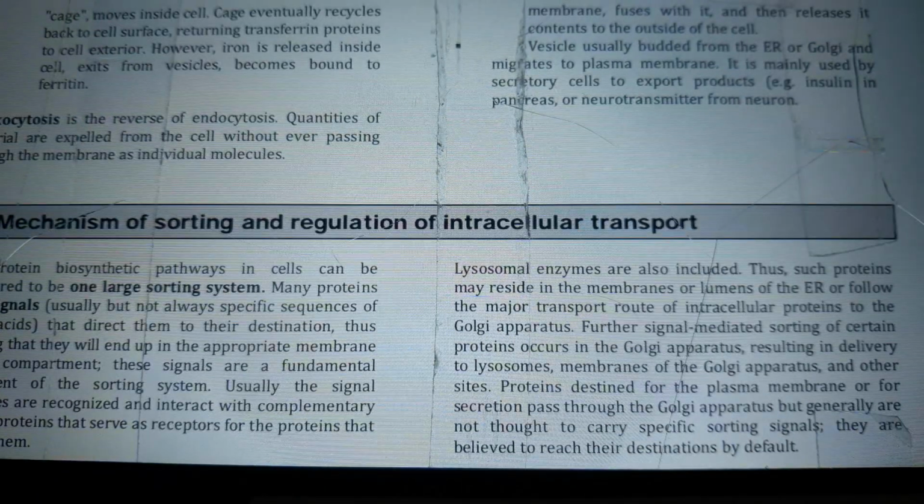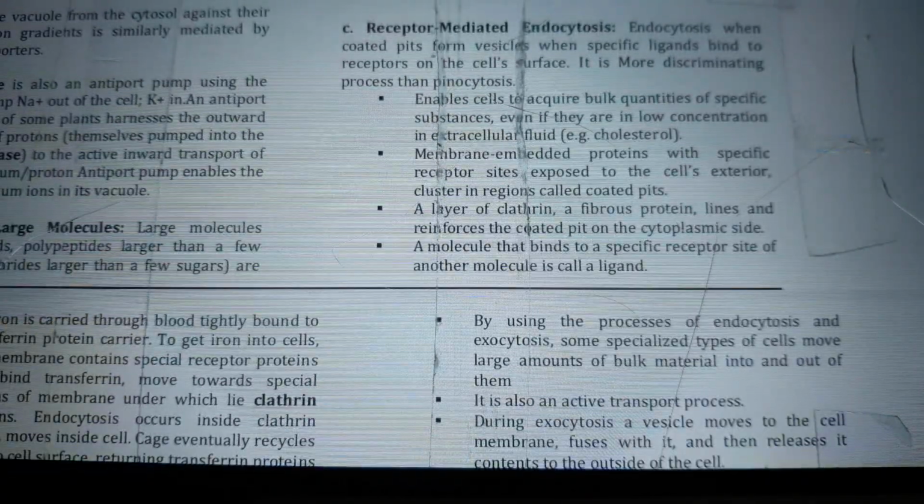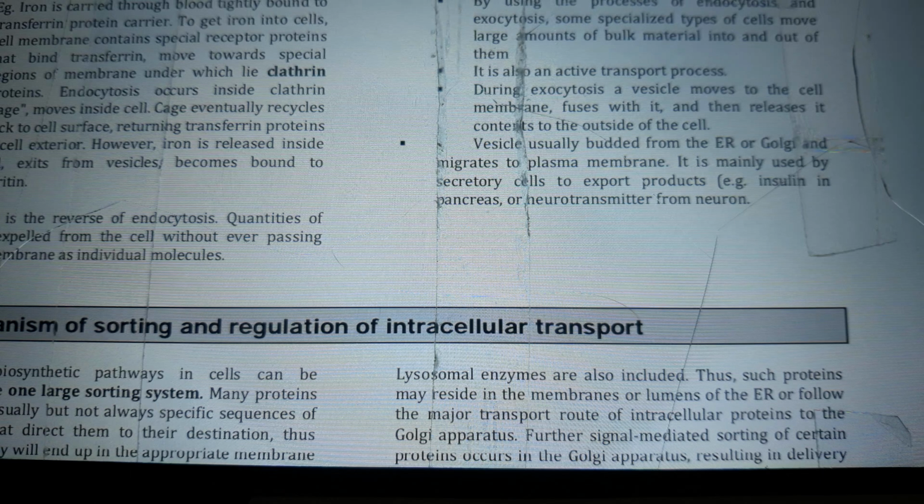Exocytosis is the reverse of endocytosis. Quantities of material are expelled from the cell without even passing through the membrane as individual molecules. By using the processes of endocytosis and exocytosis, some specialized types of cells move large amounts of bulk material into and out of them. It is also called an active transport process.